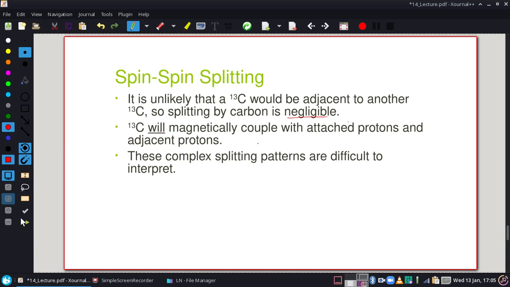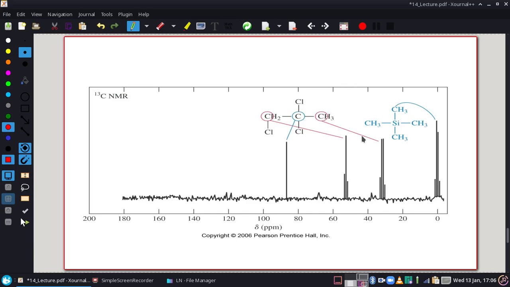However, the protons near that particular carbon will couple with it. So what happens, a particular peak gets split based on the hydrogens attached. So that same molecule, that particular peak would get split into a triplet because it has 2 hydrogens. This one gets split into a quartet because it has 3 hydrogens. So the splitting is due to the hydrogens on that sample.